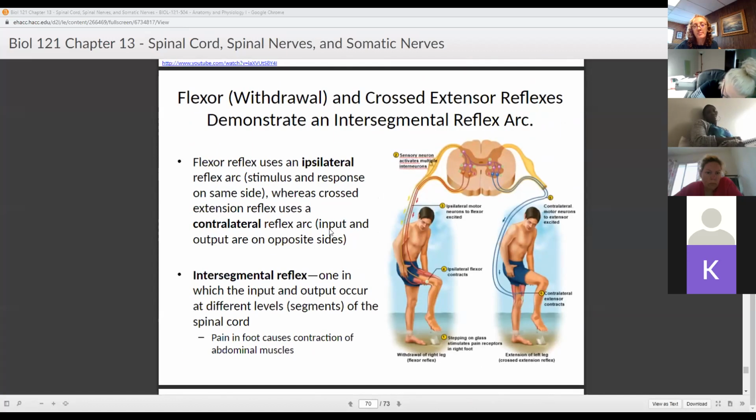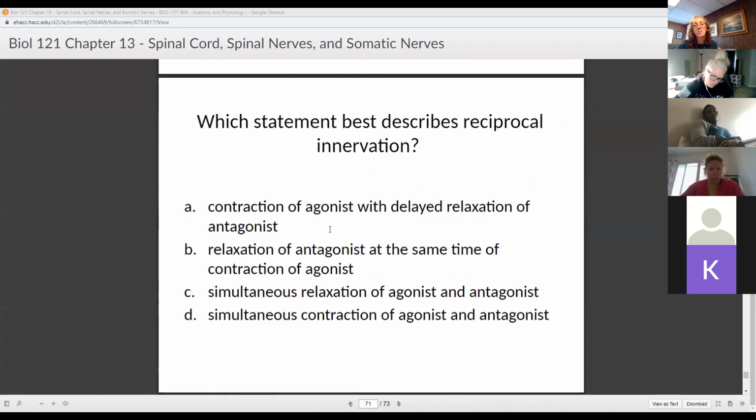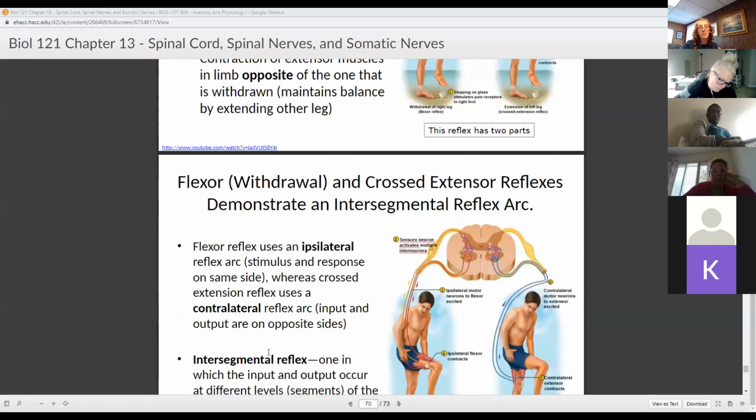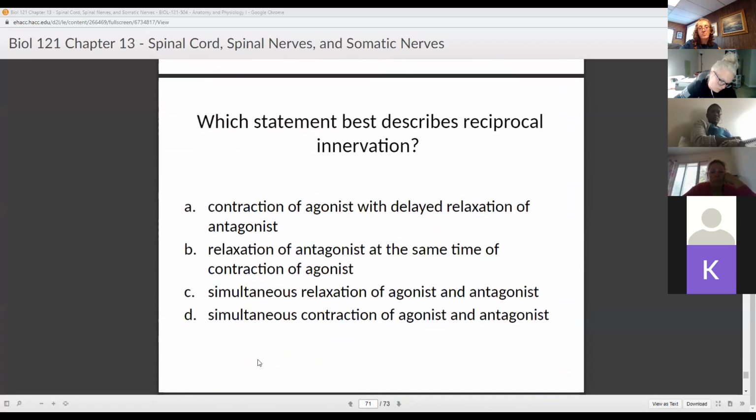Questions? Which statement best describes reciprocal innervation? Or reciprocal inhibition? How did we have it up here? Reciprocal inhibition. A. Say it again. A. Wait, hold on. I'm sorry, B. It's going to be B because it's going to happen at the same time.